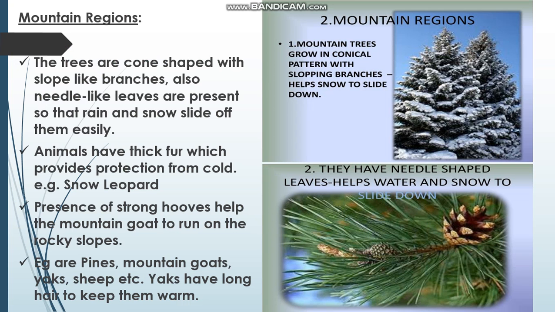So in mountain regions, the trees are conical in pattern so that they have sloping branches, which help to slide off the rain and snow easily. And needle-shaped leaves help water and snow to slide down.